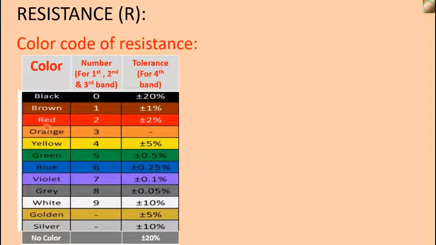Here the colors are black, brown, red, orange, yellow, green, blue, violet, gray, white. It is very tough to memorize this. BB Roy, good boy, very good worker. We can memorize this by this formula.